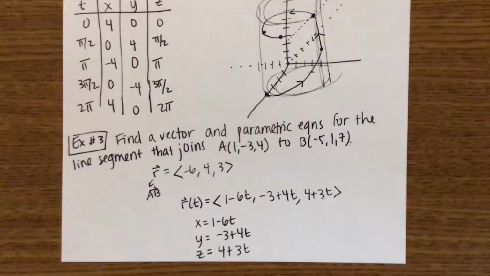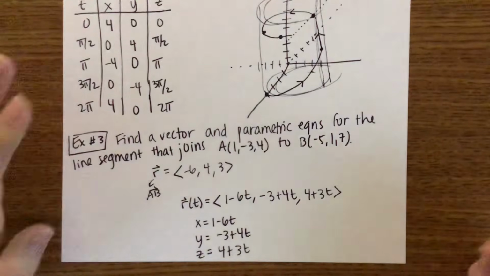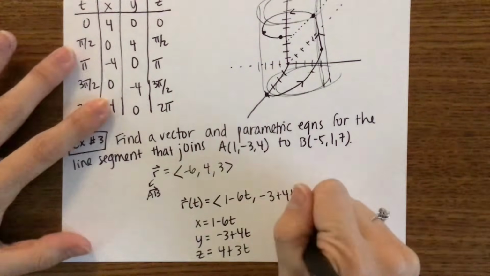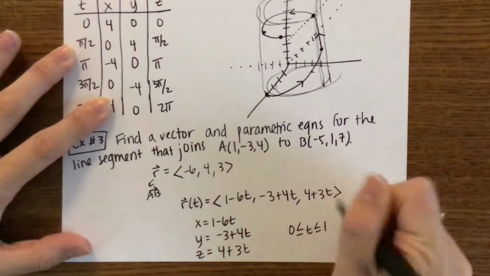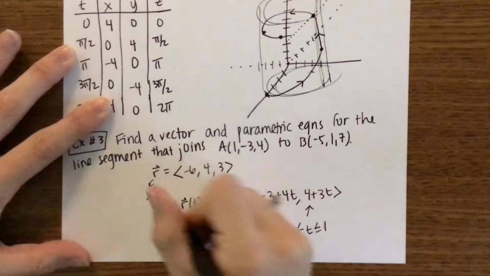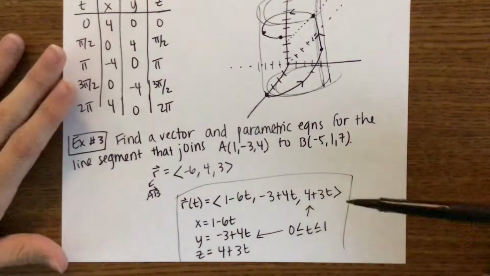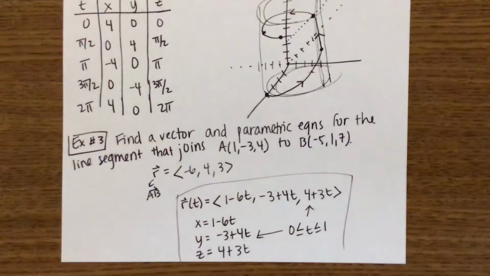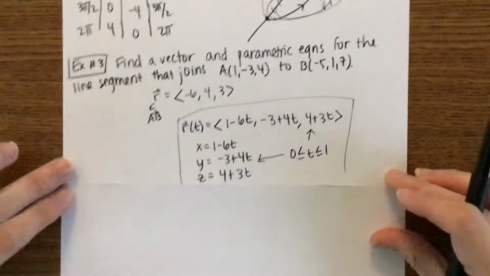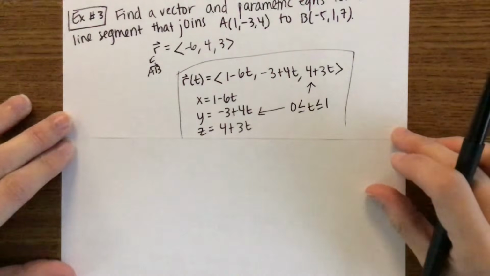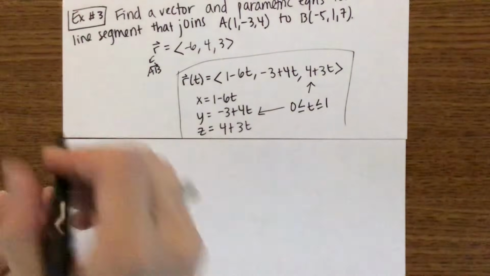Now, that's a line. How do we make it a segment? Restriction. And how do we restrict t? 0 to 1. And this applies to both the vector valued function and parametrically. If you plug in 0, you're going to get point A, since that's when we started. If you plug in 1, you'll get point B. Okay. Questions before we do another example? No? Okay.